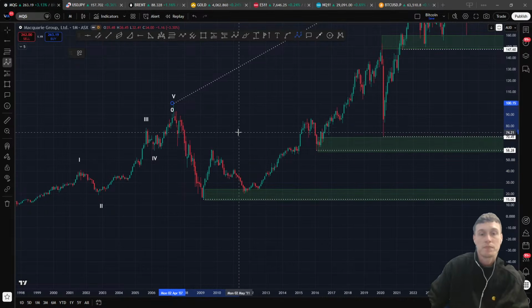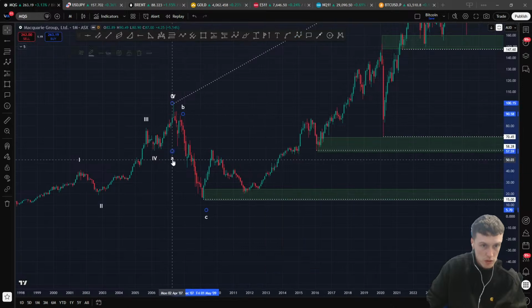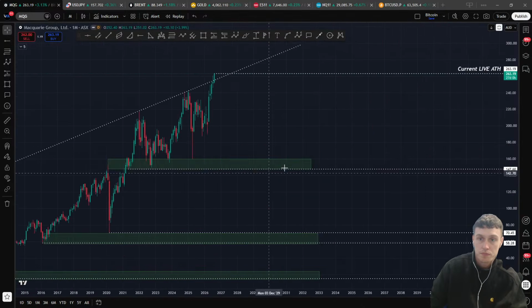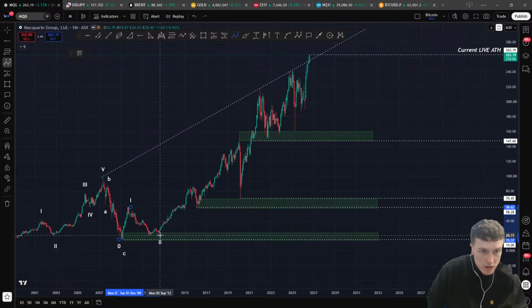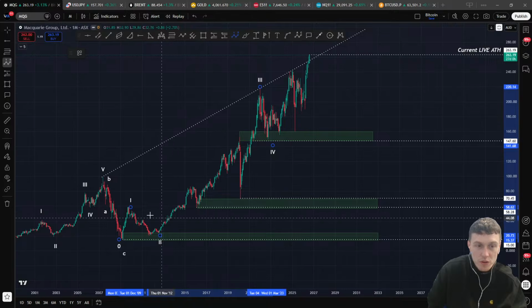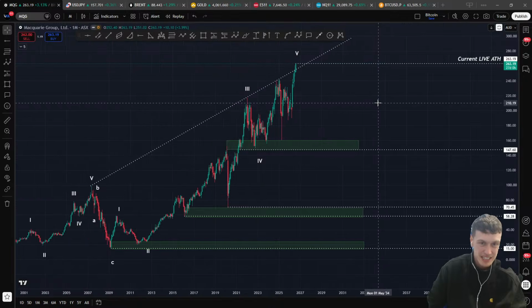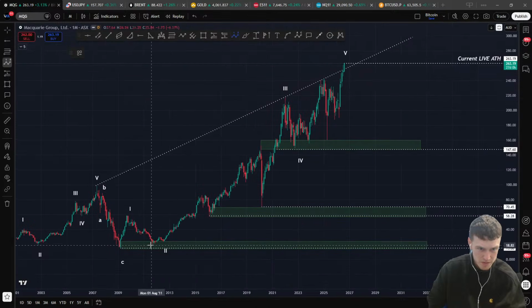Can't be an ABC correction. Yes, it can. That actually looks quite clean. ABC, 1, 2, 3, 4, 5. Alrighty, let's see if we can get a 5-wave count. 1, 2, 3, 4, 5. Does look pretty clean from that perspective, if we're just looking at it from a very, very generalized Elliott wave perspective.